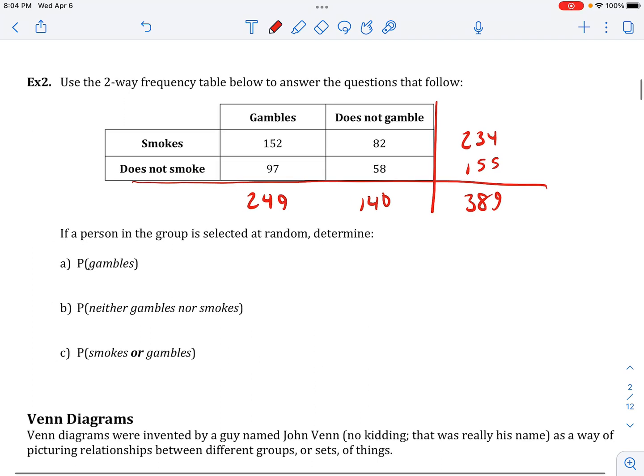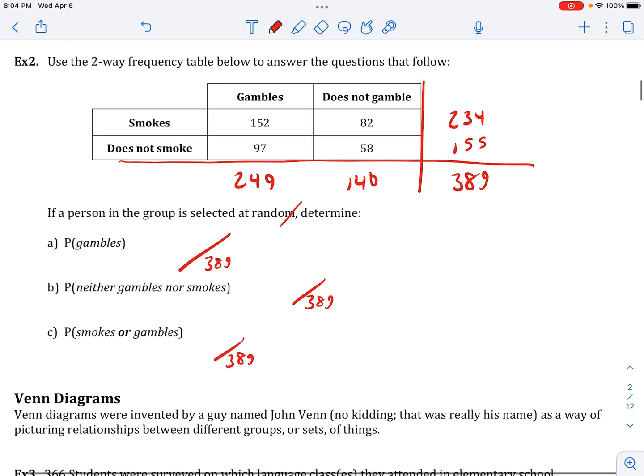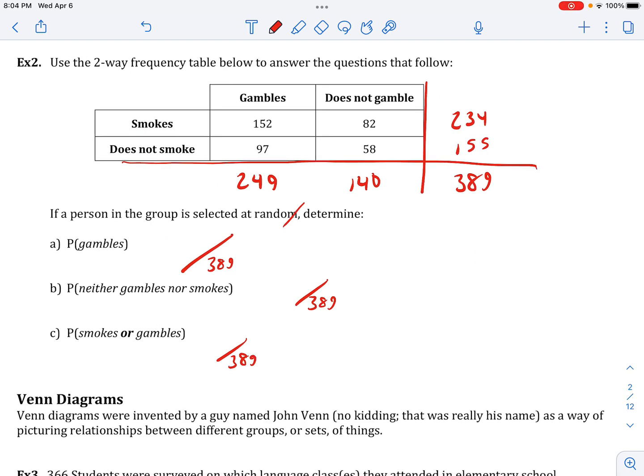If a person of the group is selected at random, okay, great. Denominator on all these is 389, so I totally needed that 389. Again, the only way that would change is if they said something like, given that the person does not smoke, or of the smokers. Well, since they're not saying that in any of these, I know automatically all these denominators are 389. I'm talking and writing at the same time. So hopefully now all of these make sense.